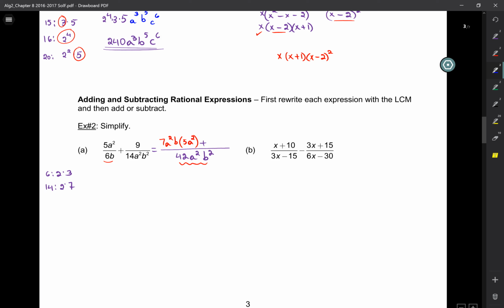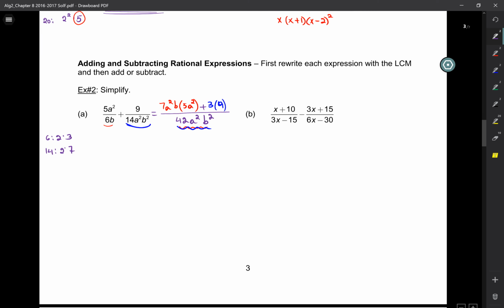Let's do the next one. Now it's going to be this with this. So the 42 over the 14, that's a 3. And a squared, b squared, they all cancel out. So it's just 3 times 9. Finally, this is 7 times 5, 35. A to the 4, b, plus 27 over all this mess.